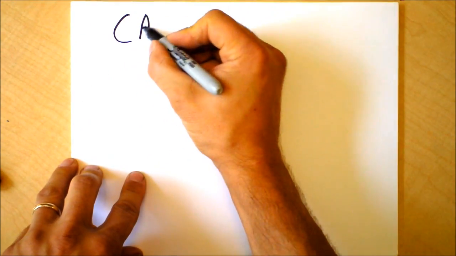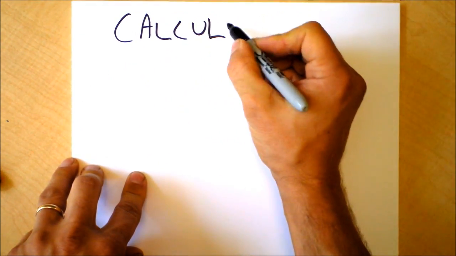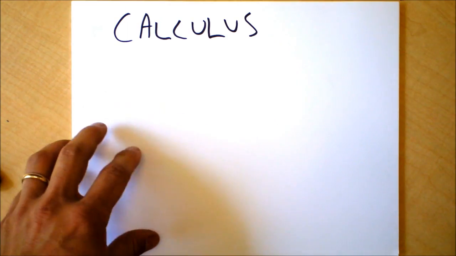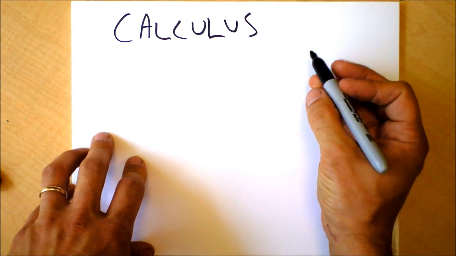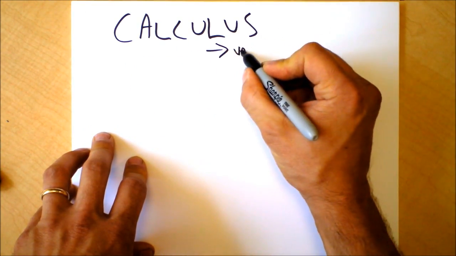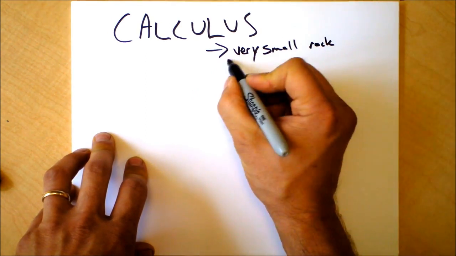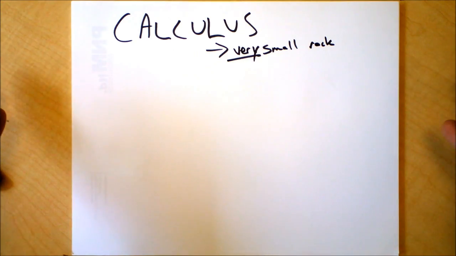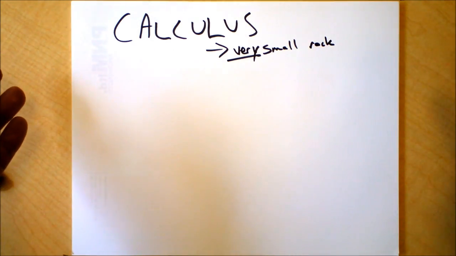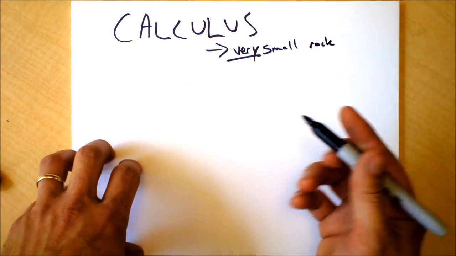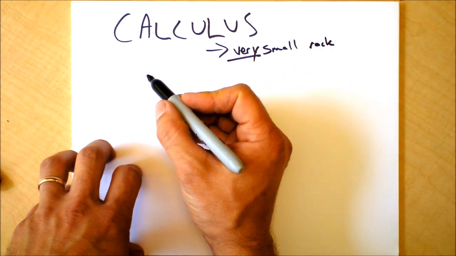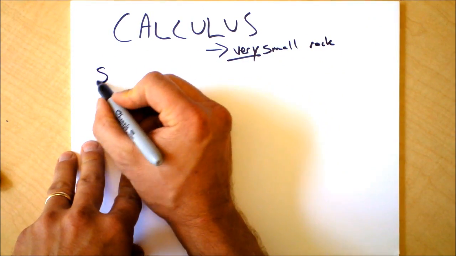Calculus is the study of change. It comes from the Greek word for very small rock. The idea is the Greeks used these small rocks to calculate things, and so hence we get the name. But it means the study of change.